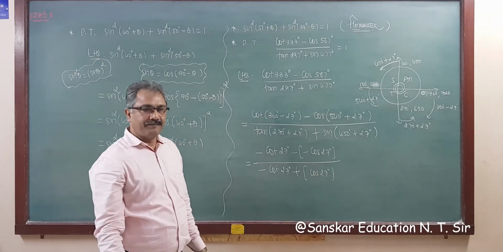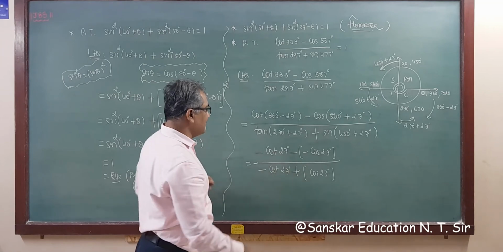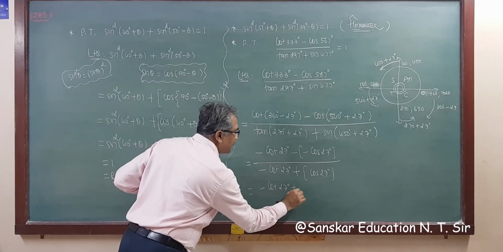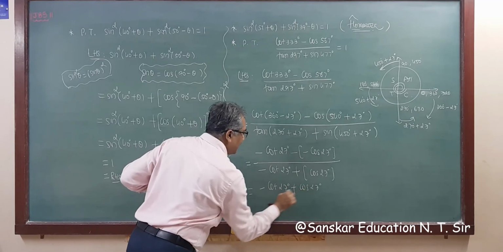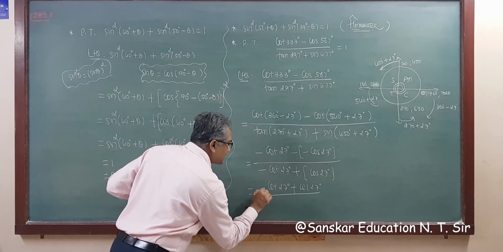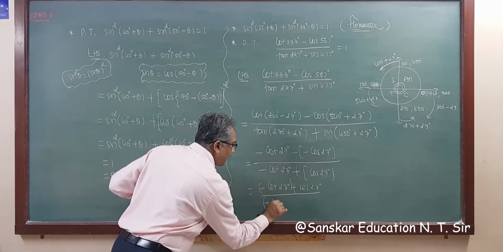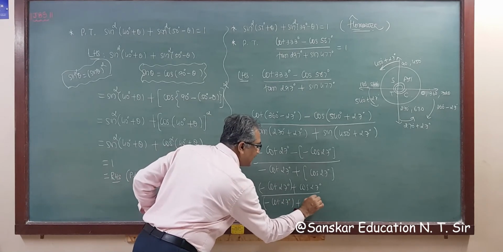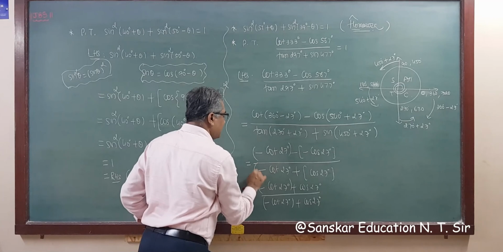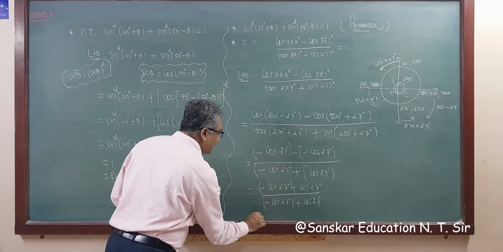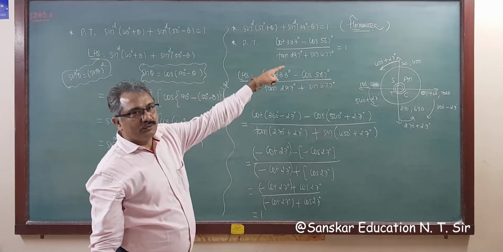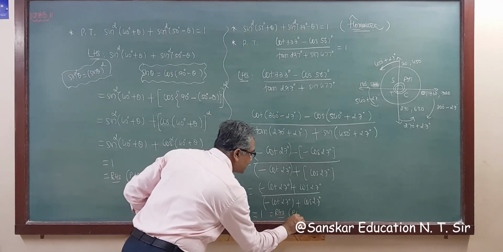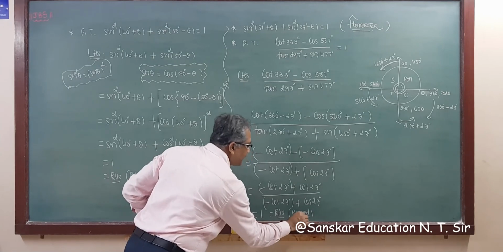Got it? Now this is minus plus. So your answer will be minus cot 27 degree plus cos 27 degree, whole upon minus cot 27 degree plus cos 27 degree. So now numerator and denominator are the same, so they cancel. The answer will be 1, that you wanted to prove. That is your right hand side. So this is true. Got it?